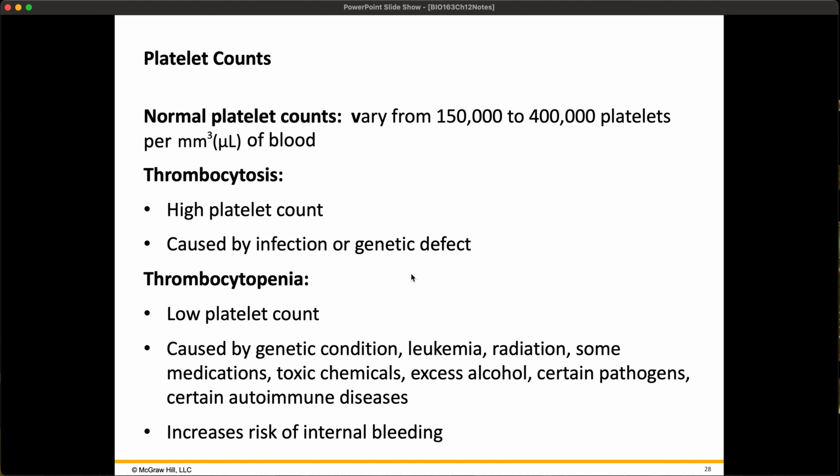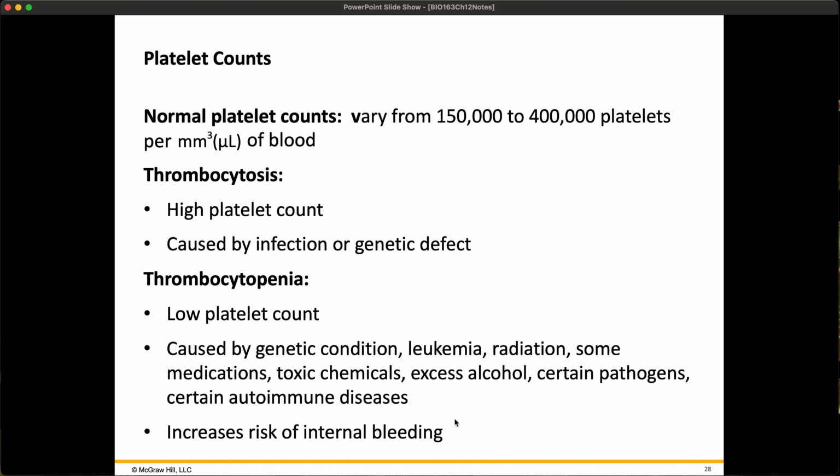Thrombocytosis, high platelet count, can be caused by infection or genetic defects. Thrombocytopenia is a low platelet count, so penia is low. When you see that, it means there's a decrease in something. Thrombocytopenia, that low platelet count, can be caused by genetic conditions, leukemia, radiation, some medications, and autoimmune diseases, and again, that increases the risk of internal bleeding.